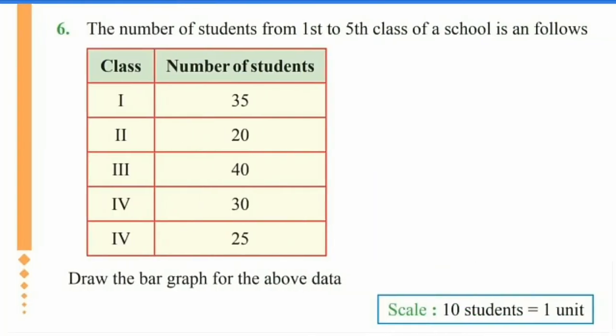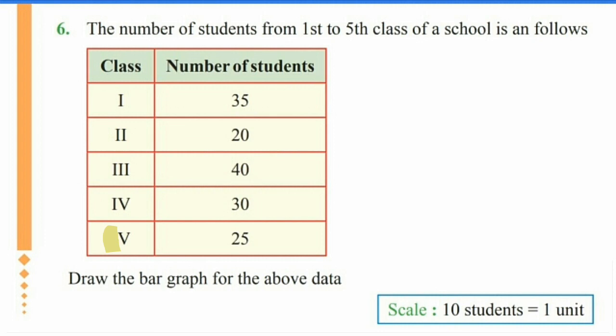Next, 6. Number of students from 1st to 5th class. Here in first column we are given class 1st, 2nd, 3rd, 4th and 5th, and in second column we are given number of students. In first class we have 35, in second we have 20, in third we have 40, in fourth we have 30 and in fifth we have 25. Let's draw the bar graph using above data.